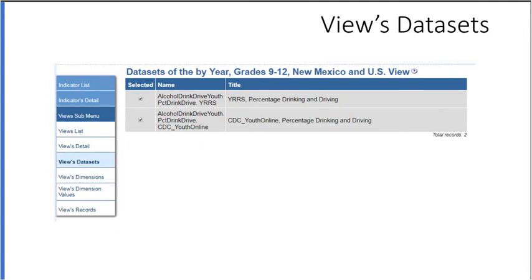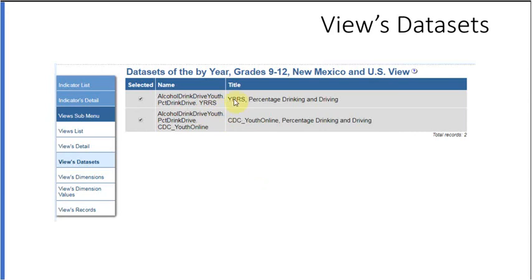Alright, so I'm going down the list here from the detail page. Now I'm on the Views Datasets page, and this is not editable. It's just showing you what datasets are available for this data view. Every indicator report has at least one dataset. A dataset is a combination of the indicator, alcohol, drink, drive, youth, the measure, percentage, drinking and driving, and the data source, YRRS.